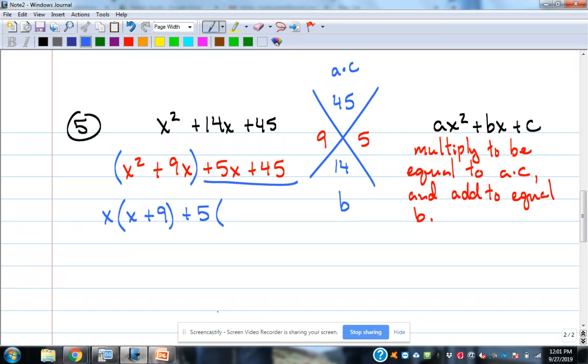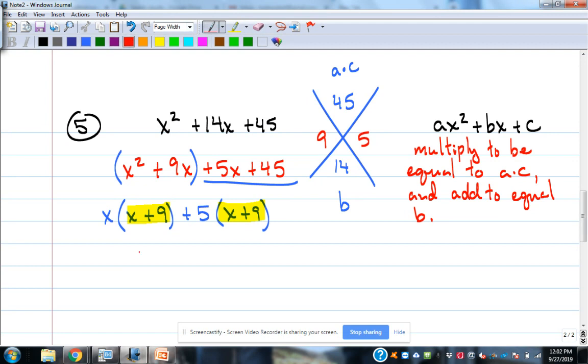They'll get in a hurry, and they'll think, oh, I don't need it. Yeah, you do. You need it. Okay? So plus 5. What's that leave in the parentheses there? X plus 9. Notice that those parentheses match. That's important. If they don't match, something's wrong. Either the polynomial doesn't factor or you pulled out the wrong GCF.